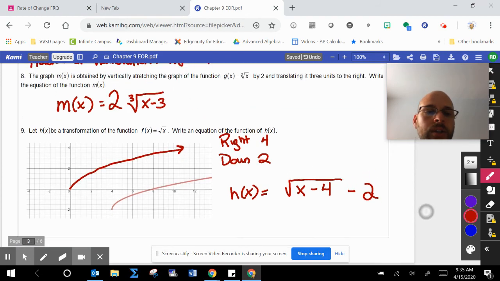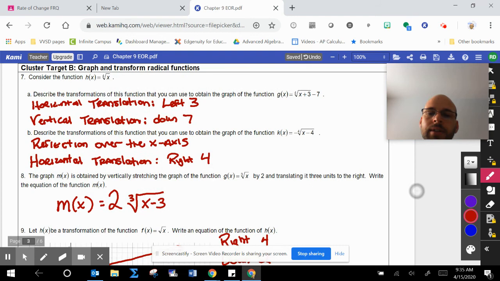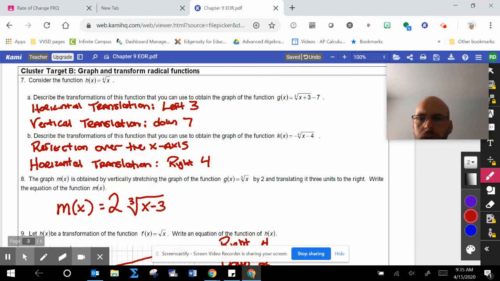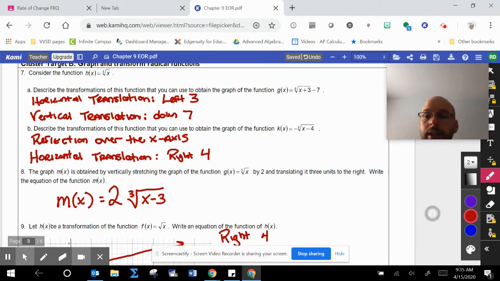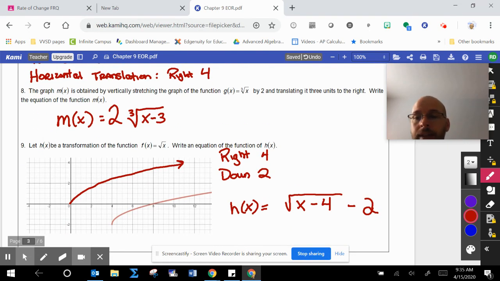Okay? Now, some other things to consider that were not on this EOR. On the previous worksheets and assignments, I had you translate or do transformations to a table of values. I think that is important. So for any assessment, make sure you can still do that. And if you have any questions, again, please email me, let me know. Go back to the old assignments and videos to help you prepare for cluster target B of chapter 9.